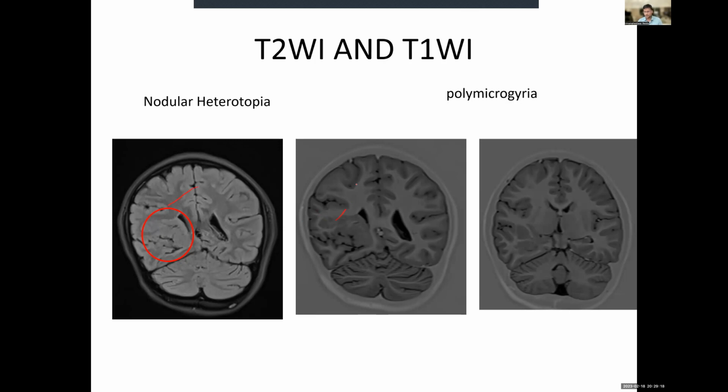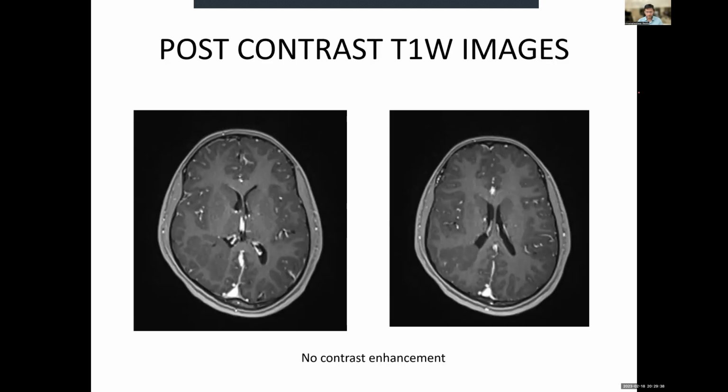Another interesting thing we should have appreciated is that there was also associated polymicrogyria. This is the normal gyral pattern as opposed to the abnormal gyral pattern. This is polymicrogyria. And post contrast, just to show you that there is no enhancement of the lesion and it is following the enhancement similar to the gray matter, which is again solid evidence that what we are dealing with is definitely not a mass and it is classical heterotopia.